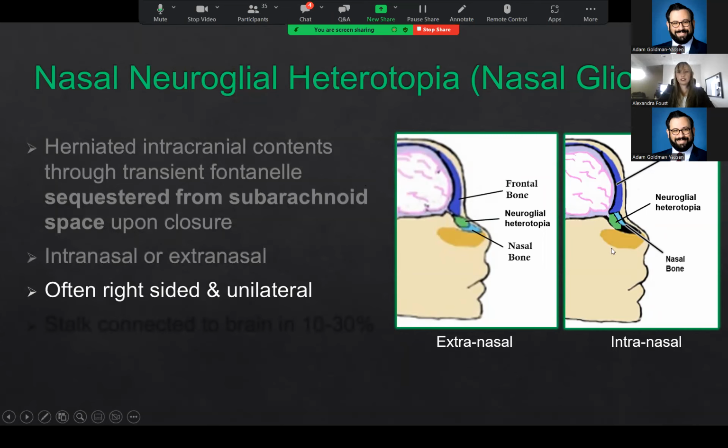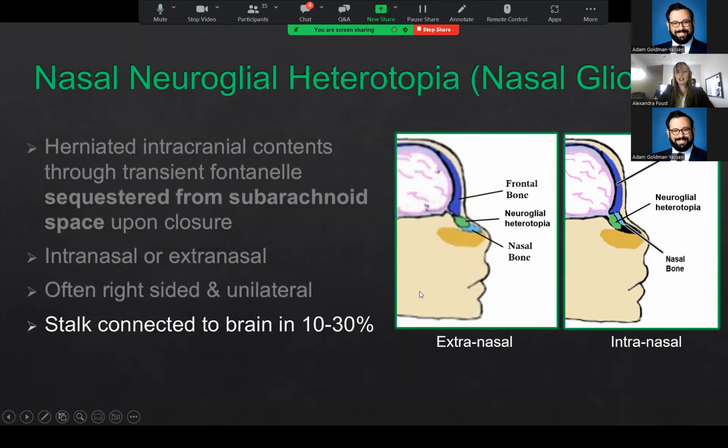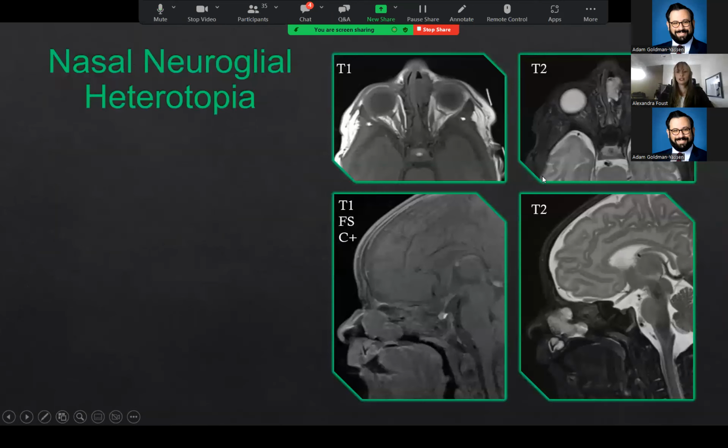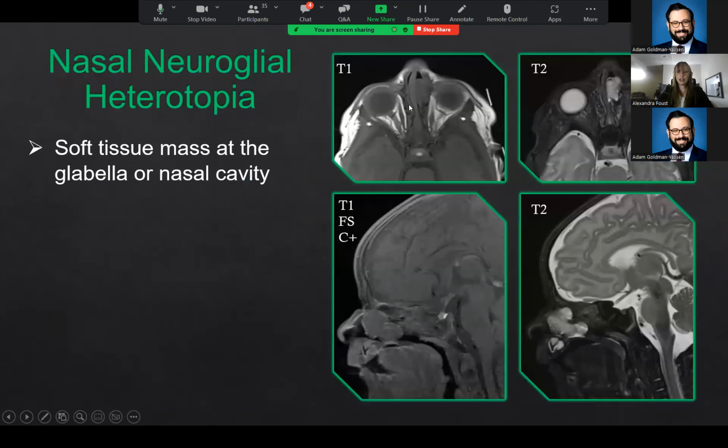For the intranasal ones, they are more common, and the right side, for whatever reason, happens a bit more often. And you can see a stalk that kind of connects back to the brain in 10 to 30% of cases. But importantly, as I mentioned, you don't have that subarachnoid connection around that stalk. It's kind of just like a fibrous stalk that remains. So here's an example. We have a soft tissue mass in the region of the glabella. This one's actually intranasal, but kind of in the region of the nasal root.